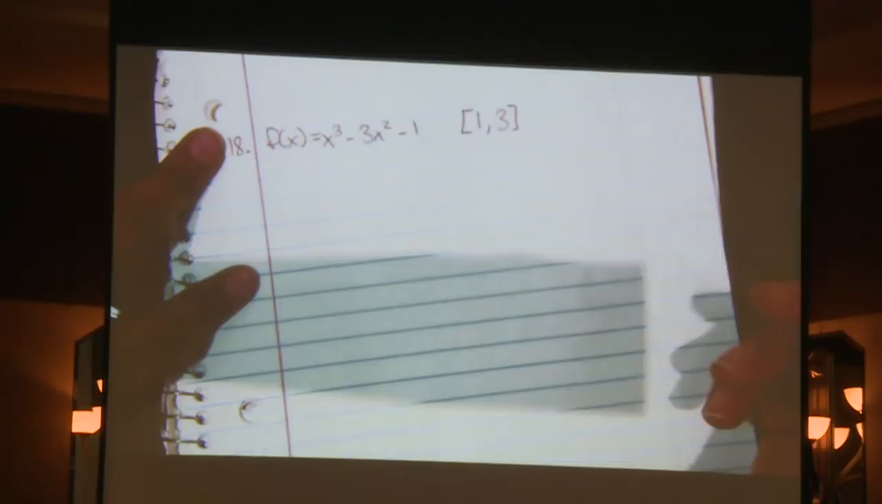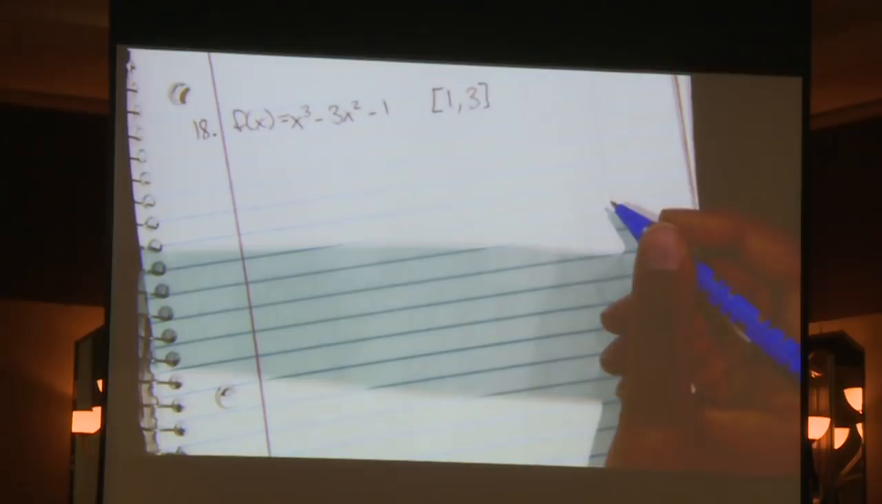Number 18. Find the absolute maximum value of the function f of x equals x cubed minus 3x squared minus 1 in the closed interval 1 to 3. What's the theorem for this? I can't think of the name. Oh, it's not a theorem. It's just like you're finding your critical points, and then plugging those in.